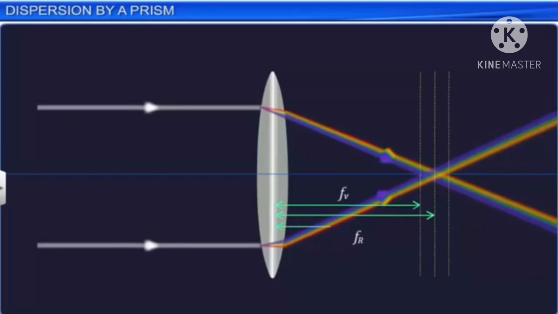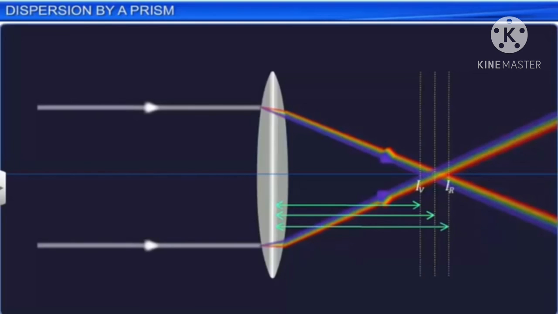The red rays have a maximum focal length, whereas violet rays have minimum focal length. This inability of the lens to focus all the colors at one point is called chromatic aberration. Because of this, multiple colored images of an object are formed at different focal points. The image formed by violet rays is closer to the lens than the image formed by red rays.